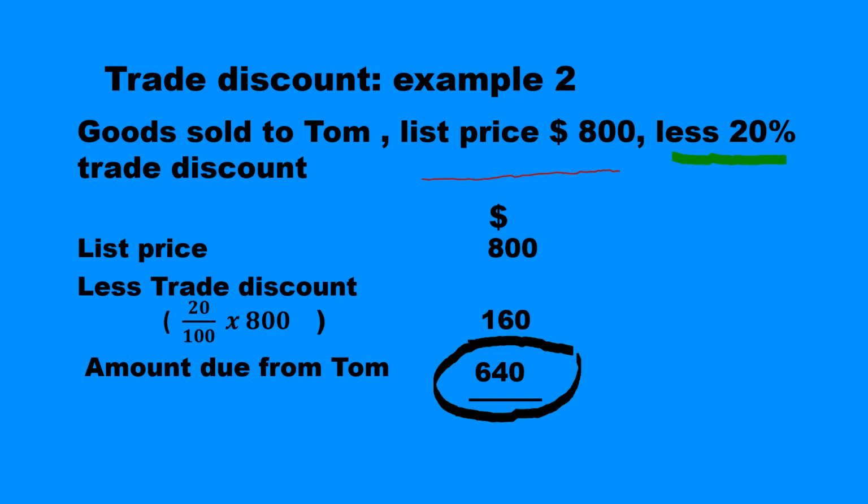This trade discount will not be recorded in the books. That is, the trade discount of 160 will not be recorded in the books. Concerning the recording in the books, we're going to look at it later on in the lesson.